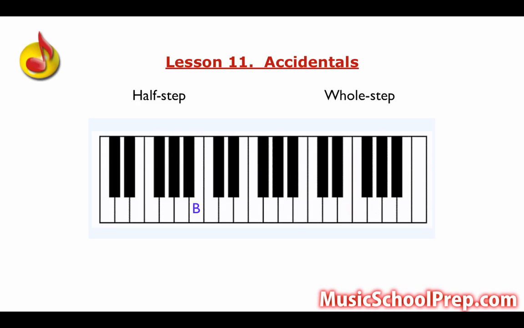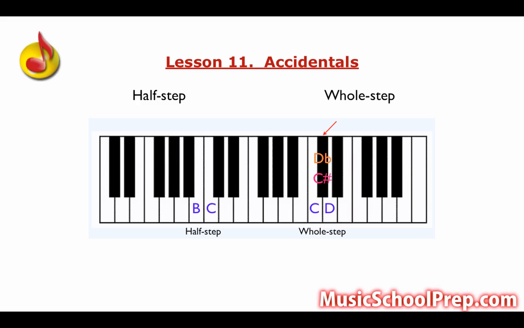Imagine a note, then the note directly adjacent to it. The interval between one pitch to the pitch directly adjacent to it is a half step. A whole step is simply two half steps. This B to C is a half step because they are directly next to one another. But this C to D is not because of this black key here.